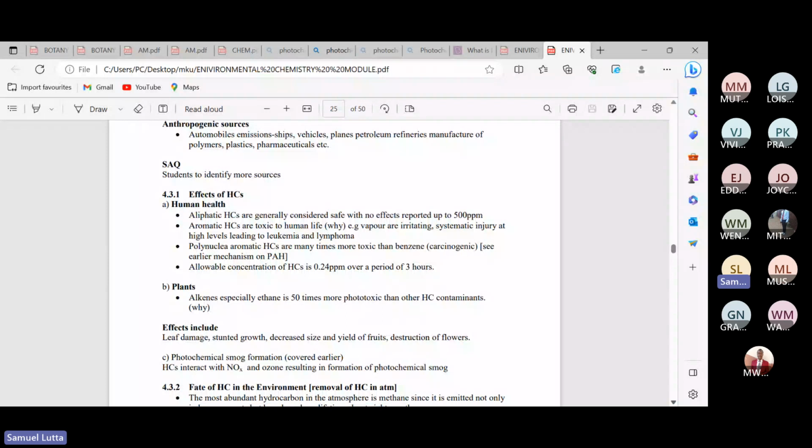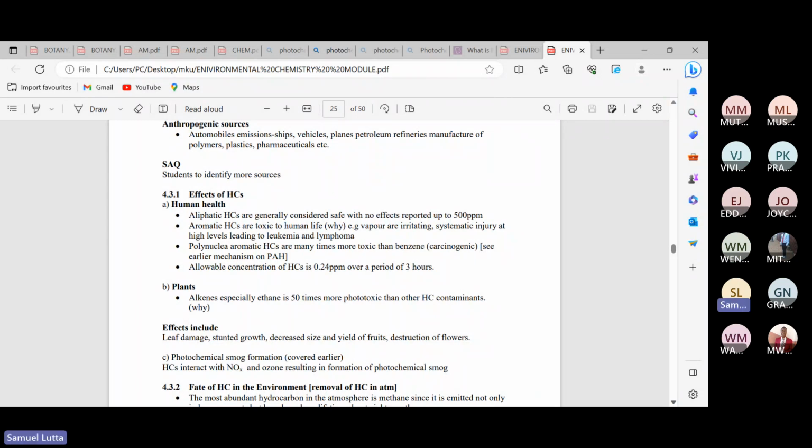Their vapors are irritating, and they have also been known to cause cancer. So those ones are carcinogenic. And then we also have those like benzene with more than one nucleus, like this one, which is called anthracene and others. Those have also been known to cause cancer. So they're normally allowed in very small concentrations. The concentration that's allowed is around 0.24 ppm over a period of about 3 hours.